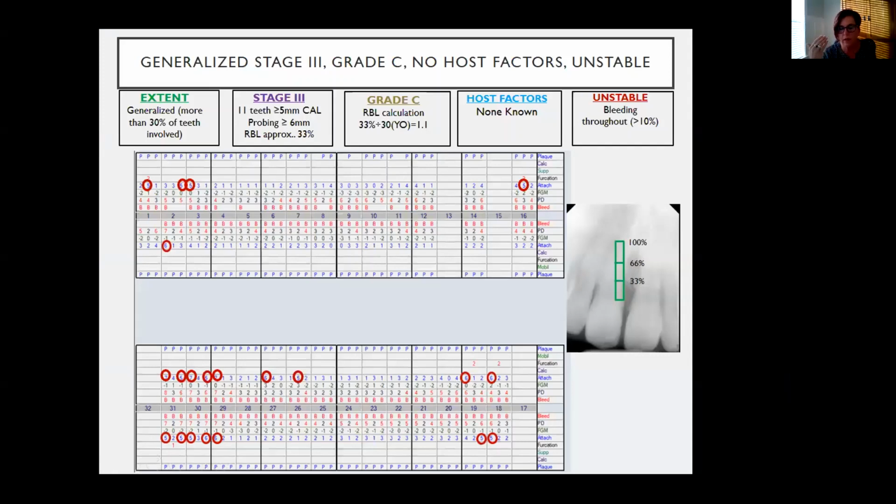This one is about 33% of the tooth that we measured. You try to find the most advanced one to measure. So you would take that 33, and this patient was a 30-year-old female. We figure out what grade she is in, and she is a 1.1 on that equation. So we have generalized stage 3, grade C, no host factors, and unstable because of all the bleeding.